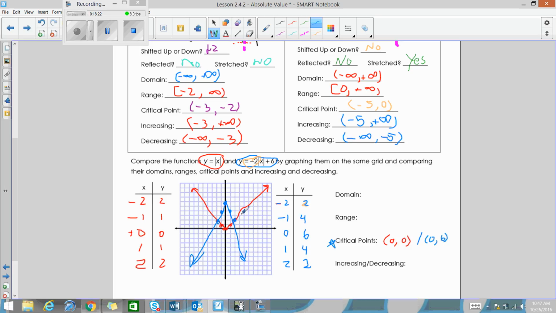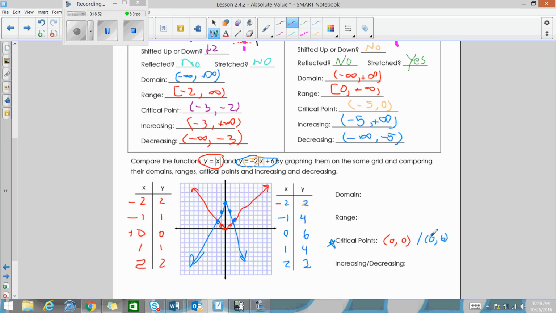So we can look at this and say, hey, all right, I can compare already. The parent function opens up, the blue function opens down. It looks like the parent function is opened up wider than the blue function, or the blue function is kind of skinnier, narrower. It looks like it's stretched more. These are verbal observations, but we can also compare their domains and range. Now, if you look, for both the red and the blue function, they both go outward left and right.